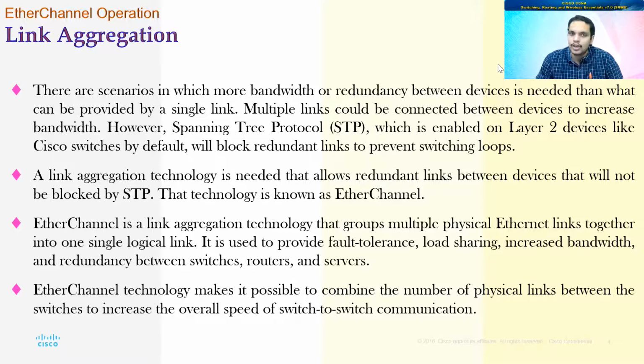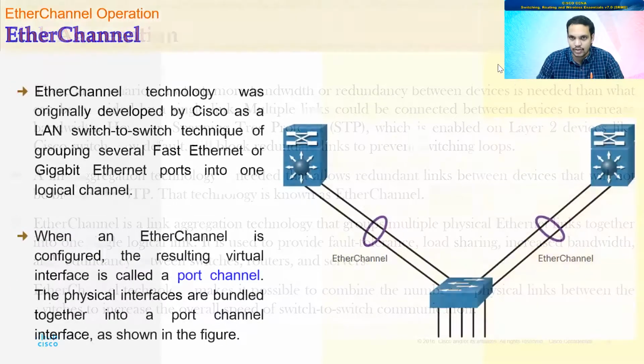I'll show you. So EtherChannel technology makes it possible to combine the number of physical links between the switches to increase the overall speed of switch-to-switch communication. Our main objective is to increase the bandwidth by using the redundant links. And at the same time, we want to make sure that we don't bypass STP. So this aggregation technology, which can help us to provide this extra bit of bandwidth by using these redundant links, is your EtherChannel concept.